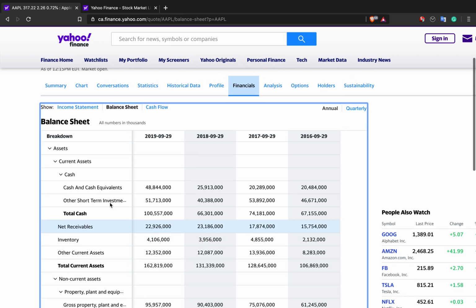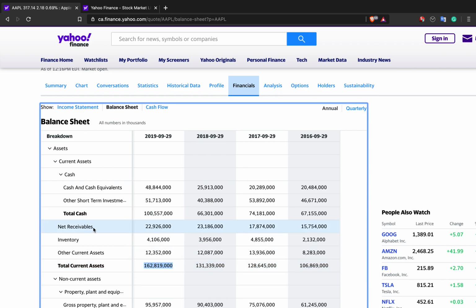To take it a step further, you'll also have to check how they're sorting these numbers. In Apple's case, all numbers are in thousands. So when you see that cash and cash equivalents are $48 million, that actually means it's 48 million thousand, which is $48 billion. And other short-term investments are once again $51 billion, right? So that total cash is about 100 billion. Now, net receivables, inventory, and other current assets would equal a total current asset balance of 162.